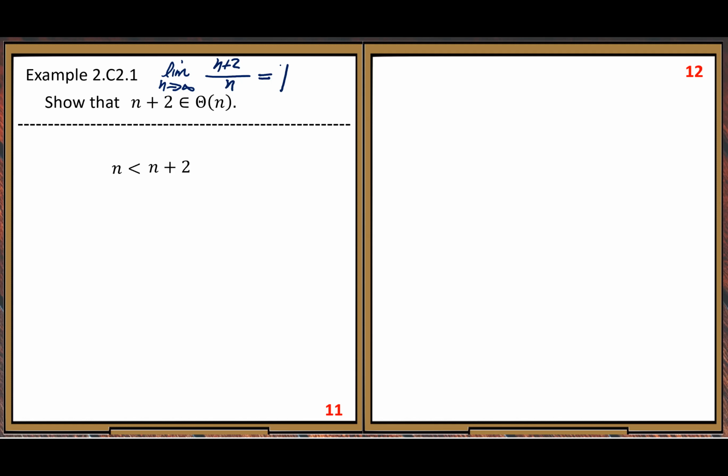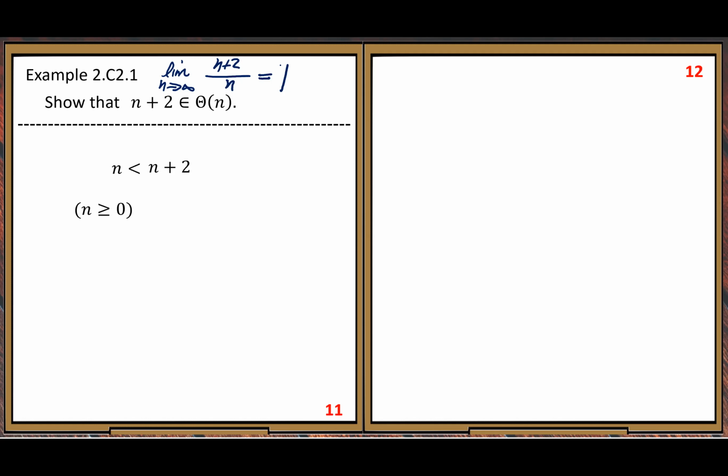Lower bound, just n. 1 times n. That constant is 1. Drop 2. So you get the lower bound easily. How about the upper bound? A constant multiple of n greater or equal to n plus 2. And there is an n0. There is a hidden n0 parameter you need to fix.